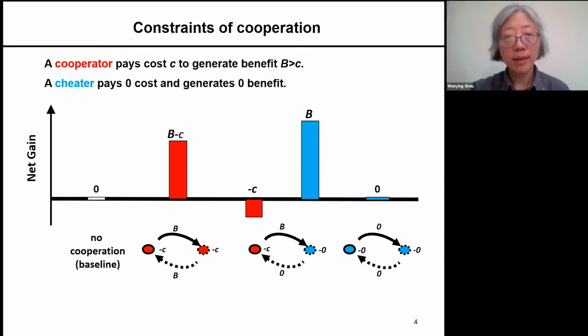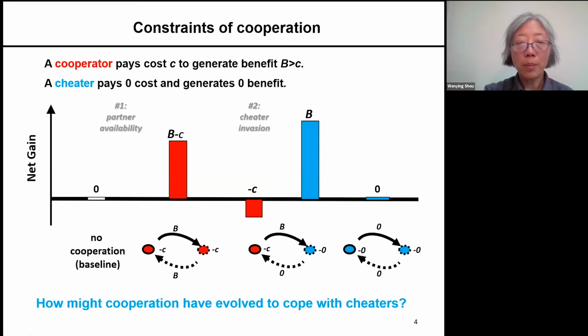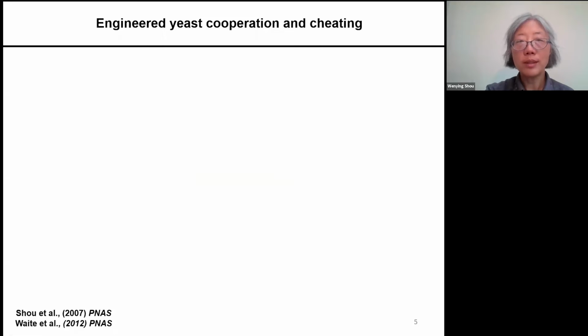We can immediately see that there are two constraints. First is the partner availability, whether this cooperator can encounter another cooperator. And the second is cheater invasion. Today, we will focus on the second constraint. How might cooperation have evolved to cope with cheaters? We use an engineered yeast cooperation and cheating community to address this question.